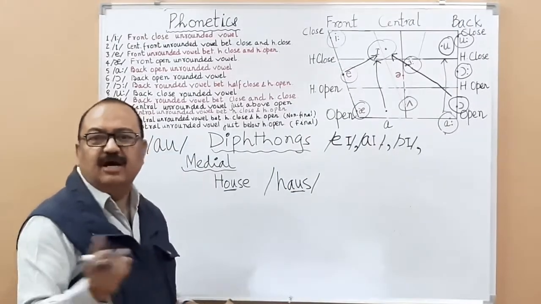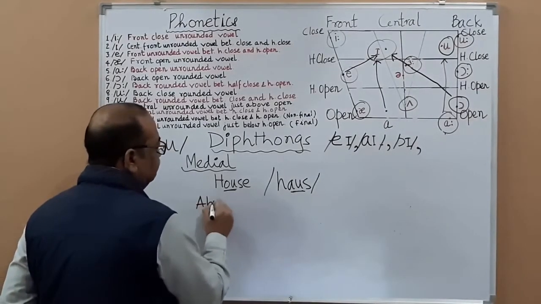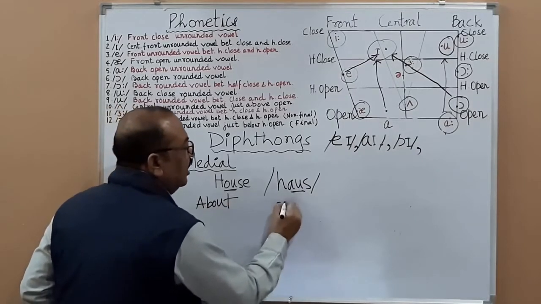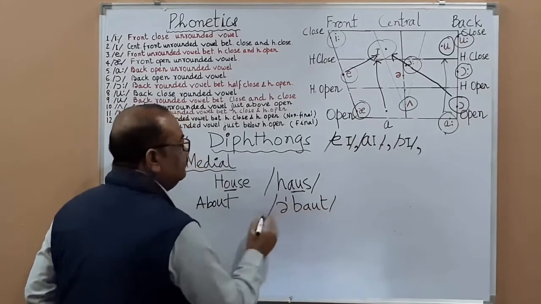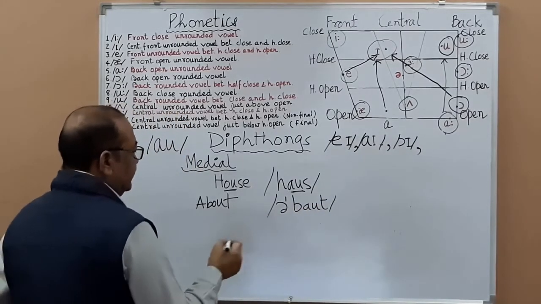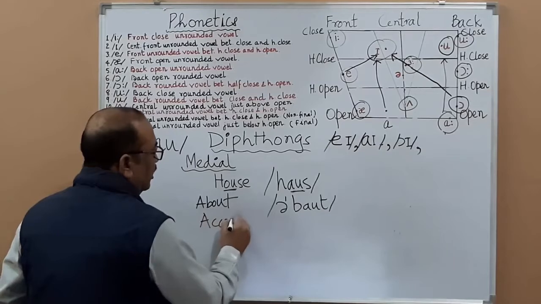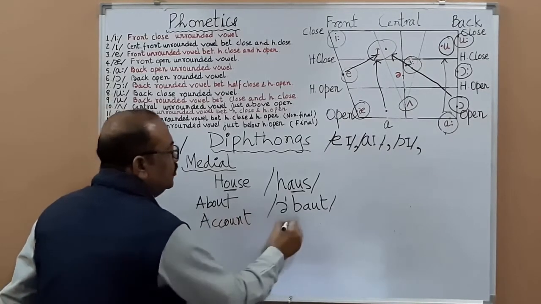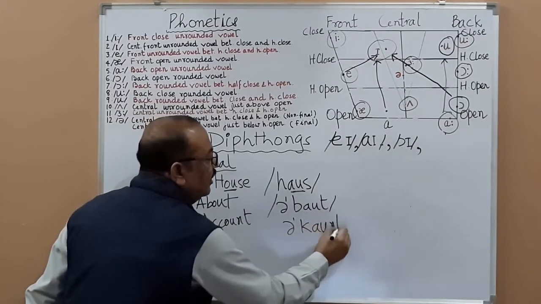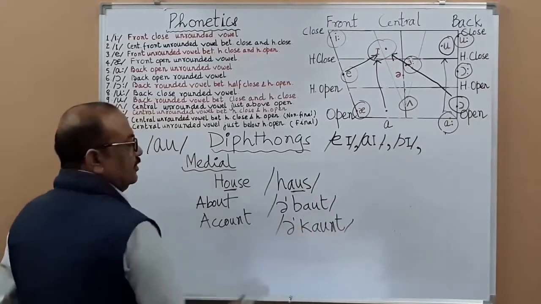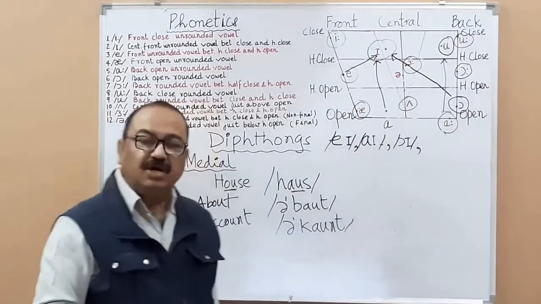House. More words: cloud, allowed, blouse, about. I'm taking about now. You begin with schwa, then you write bout, about. Or say account. Account. Now, the second syllable is stressed: account. South.